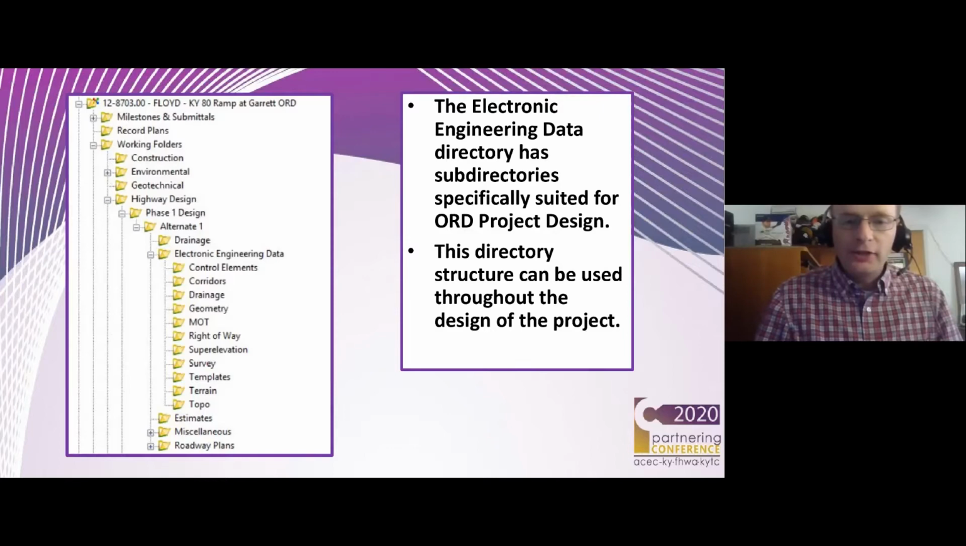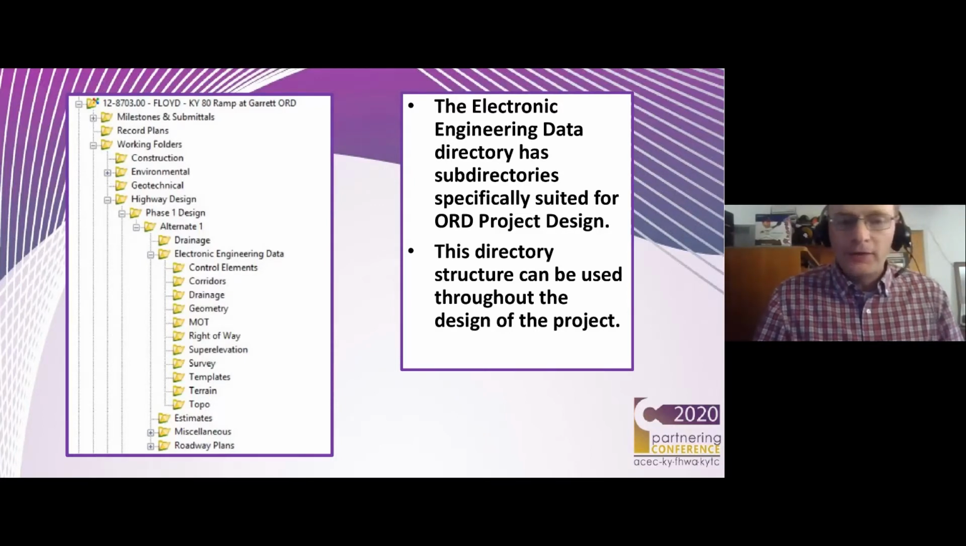The electronic engineering data directory has subdirectories that are specifically suited for OpenRoads project design. Here on the left, you can see a screenshot of a project that Terry Stallard is working on in District 12. And it shows an electronic engineering data directory that has a number of subdirectories. And it goes anywhere from control elements to geometry to super elevation, terrain, and so forth. A lot of those terms are very similar to what we're familiar with. However, there's a few of them that's different.